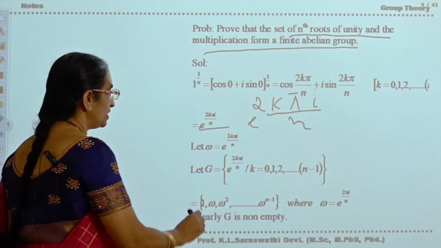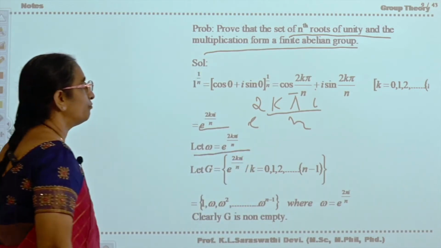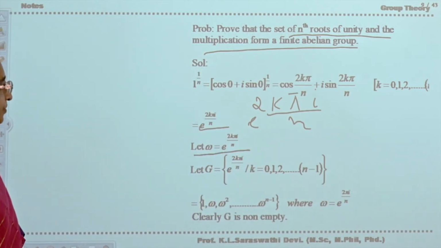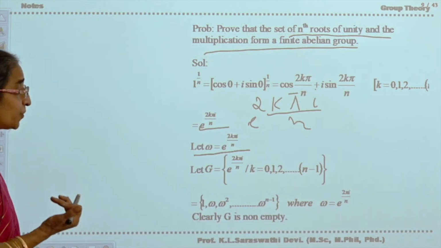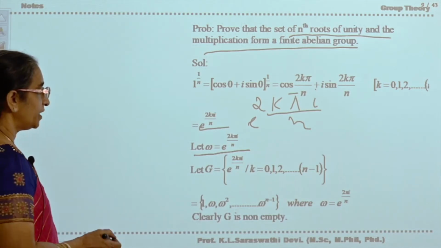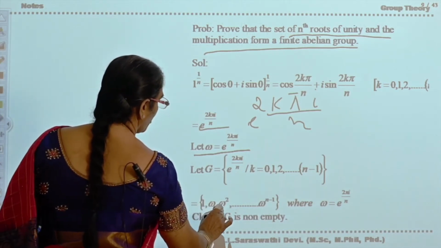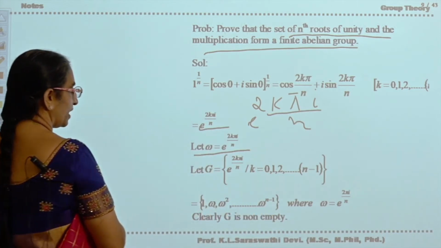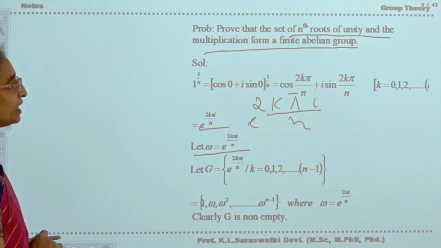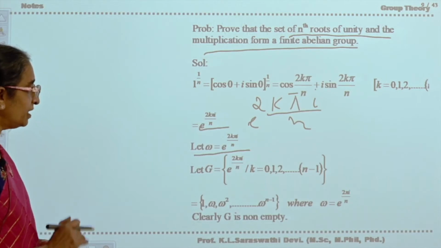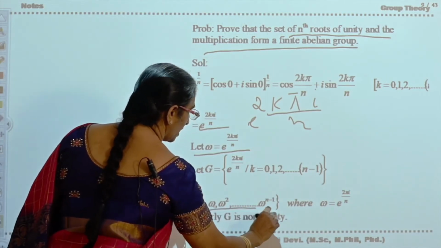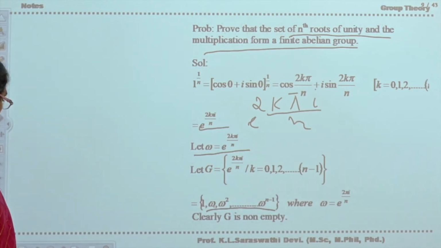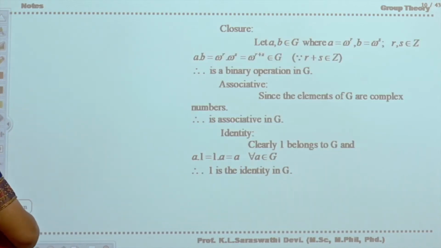Now omega is equal to that. If you take k equal to 0 to n minus 1, that is n values you are taking, these are the nth roots of unity. They are denoted by 1, omega, omega square, and so on up to omega power n minus 1, where omega is equal to e power 2πi by n. Now clearly G is non-empty.